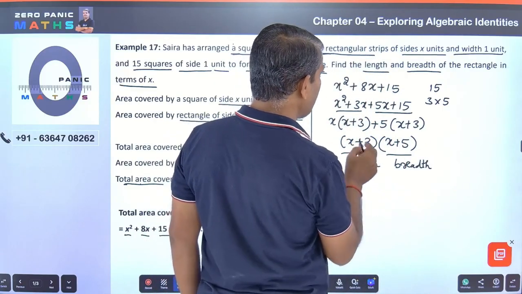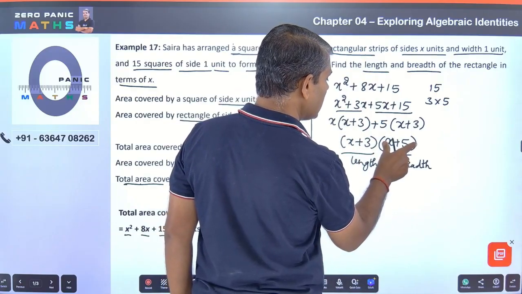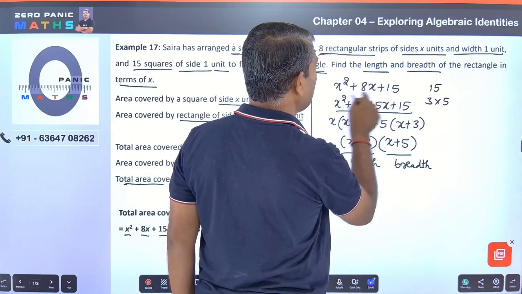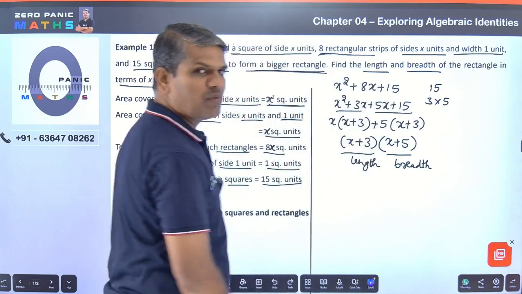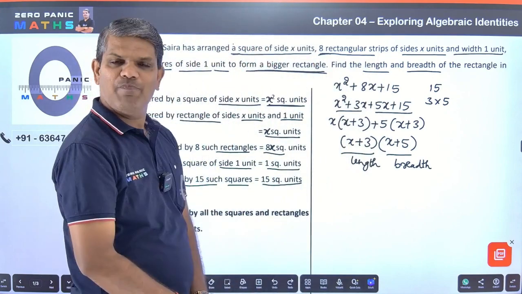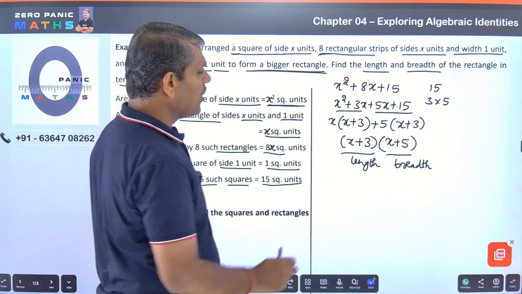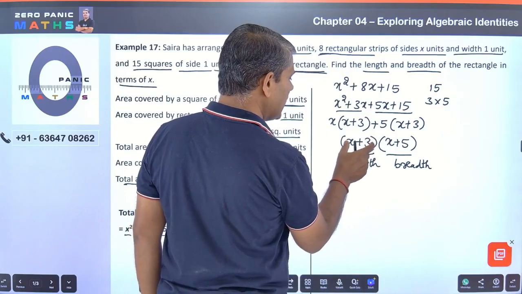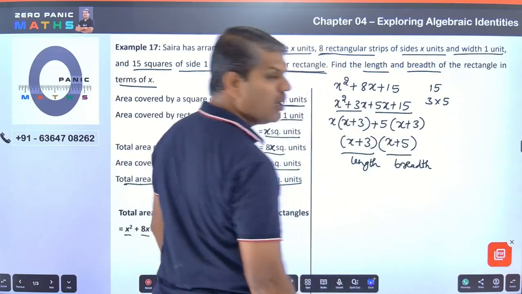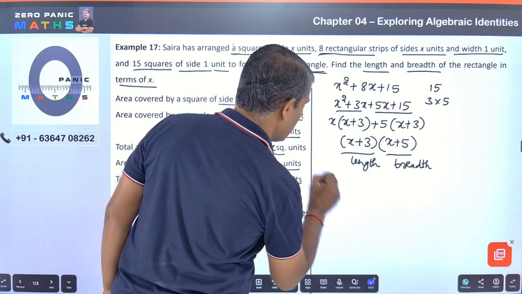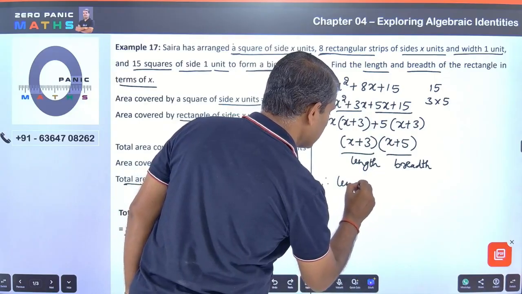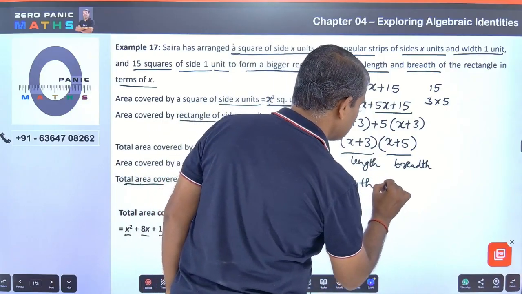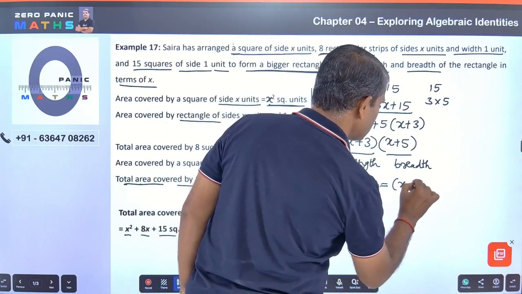So what do you mean by that? If this is the length and this is the breadth, then multiplying these two you will get this, and this is the whole area covered by all these geometrical shapes, that is what they are explaining in the example. You understood this point? So since we got these as factors, we can consider x plus 3 as length and x plus 5 as breadth. So therefore the length of the rectangle is x plus 3 units.